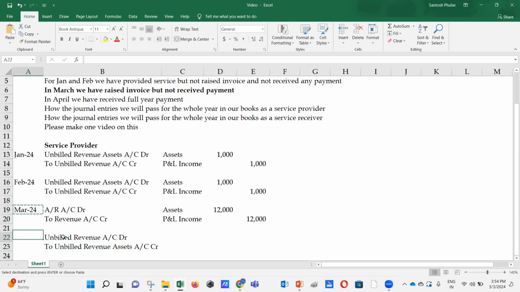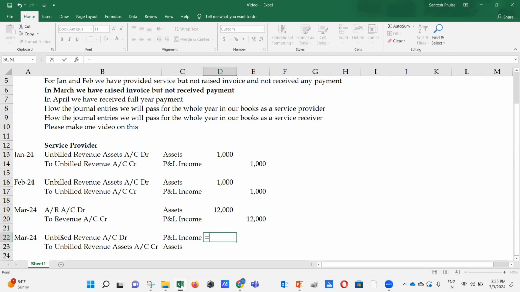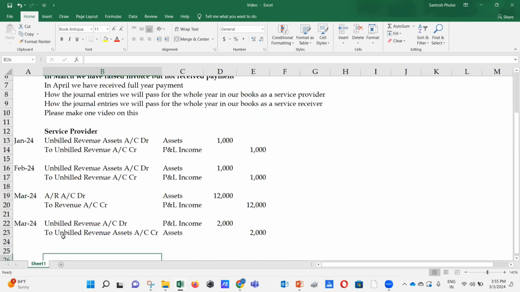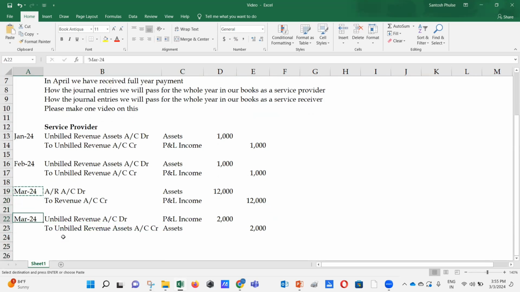This is going to be on March 24, so you have to take this entry on March 24. This is your income, and this is going to be deducted from your assets, and that is going to be 2,000, which is the unbilled revenue in the books. So here we discussed the unbilled revenue, invoice booking, and reversal of unbilled revenue. The next is related to the same for March 24.